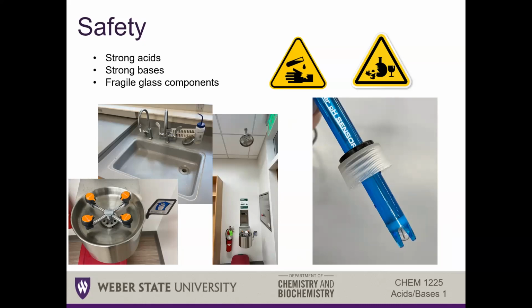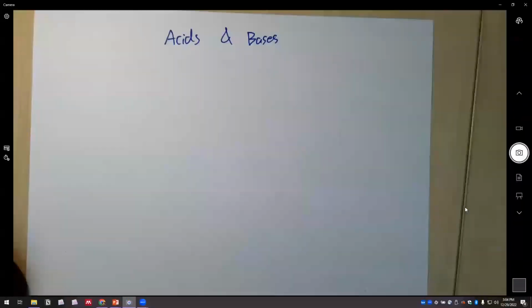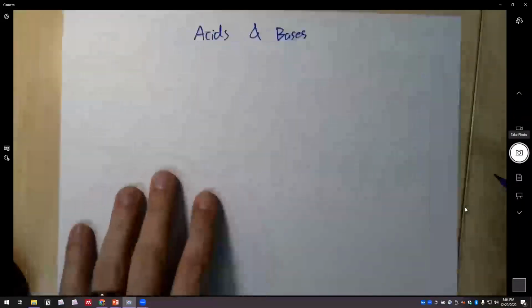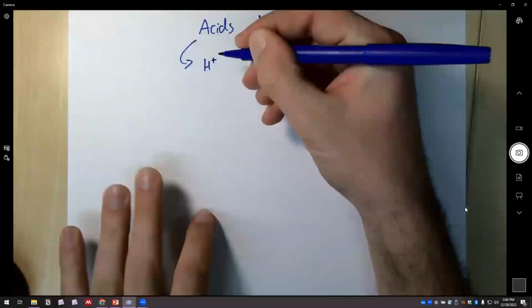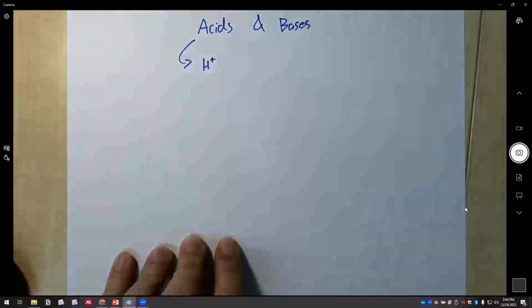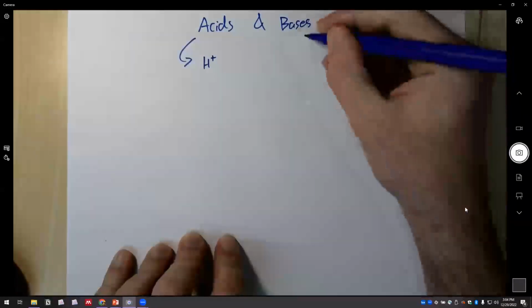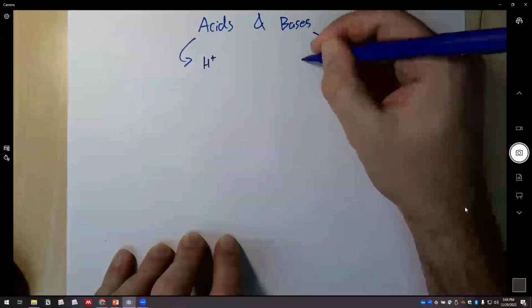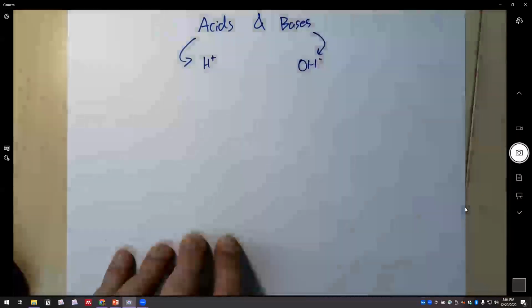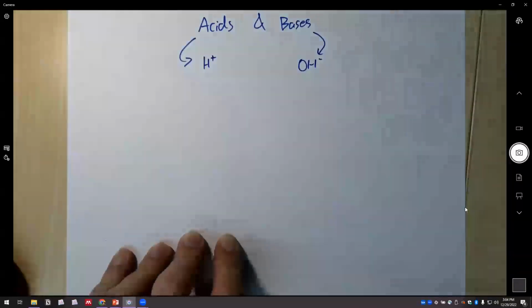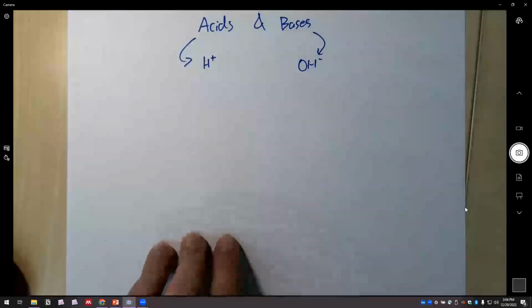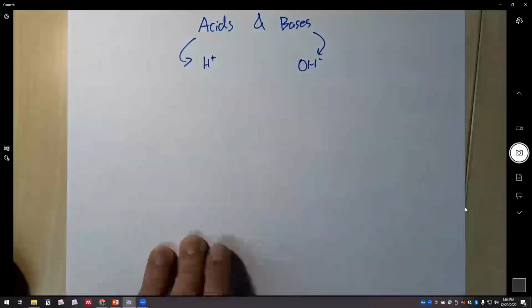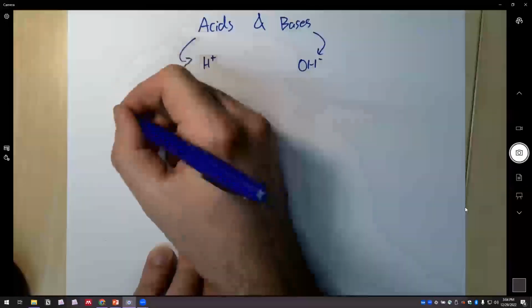Okay, so looking at acids and bases this week. As a reminder, acids, these are things that put H plus ions into a solution. And bases are those things that put hydroxide anions, OH minus anions, into solution. In lab this week, we'll be working with strong acids and bases and weak acids and bases.